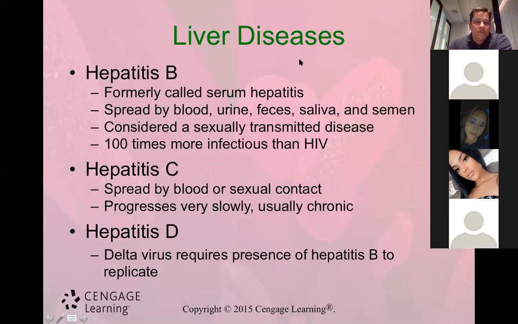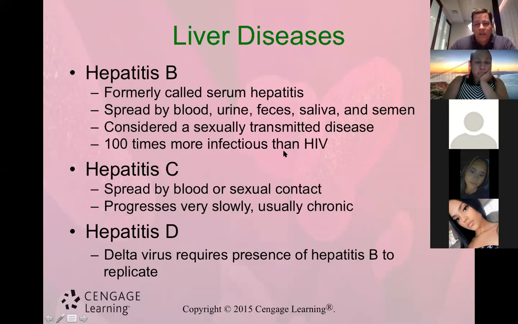Hepatitis B is formerly called serum hepatitis. It's spread by blood, urine, feces, saliva, and semen. It's considered a sexually transmitted disease. It's 100 times more infectious than HIV. Hepatitis C is spread by blood or sexual contact, progresses very slowly, and is usually chronic.